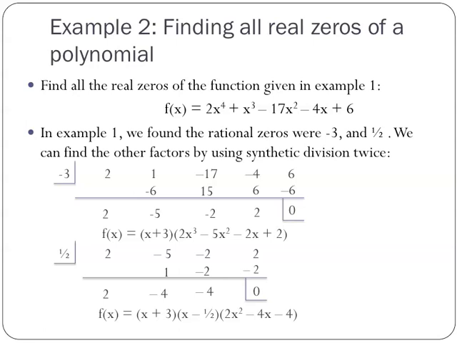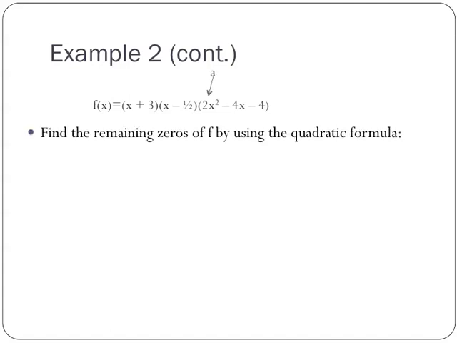Now, in order to figure out the remaining zeros, notice this was a degree 4 polynomial, so there should be 4 zeros, and right now we've only found 2 of them. So this synthetic division is to help us get it down to just the quadratic, 2x squared minus 4x minus 4, and then we'll use the quadratic formula to find the remaining zeros. So your a value is 2, your b value is -4, and your c value is -4.